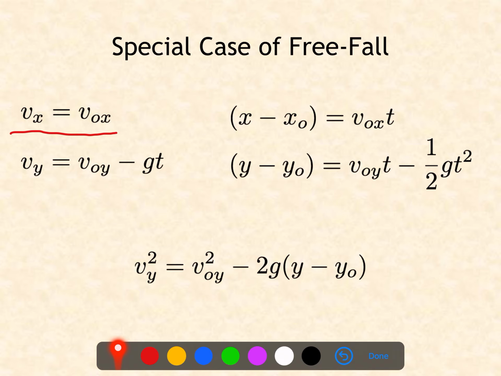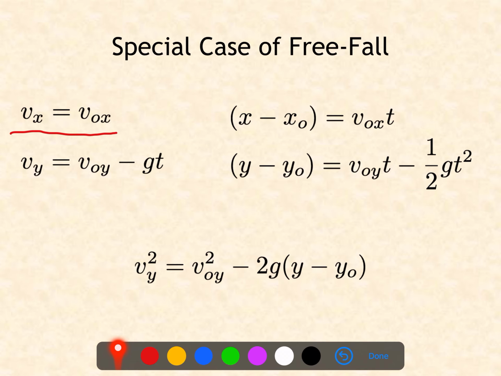Okay, and then I'm going to do the same thing for my position equation in the y direction. I will replace this plus 1 half at squared with minus 1 half gt squared. I've gotten rid of the acceleration term for the horizontal direction in the position equation for the horizontal direction, and in the time independent equation I've replaced the plus 2a with a minus 2g. Okay, and so I can use all of these equations anytime I'm solving a problem which involves free fall.